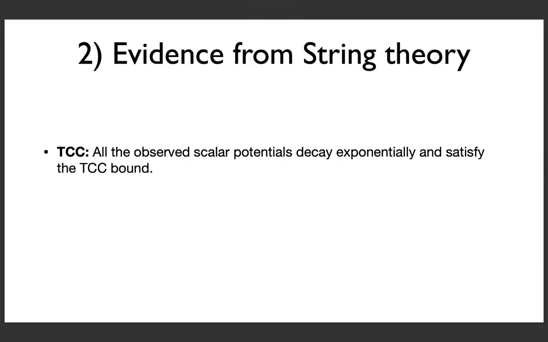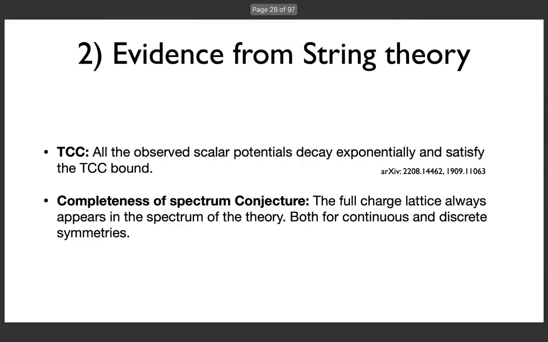We have many different constructions in string theory with these exponentially decaying scalar potentials. And in all of them, we see that the lambda that they give satisfies the inequality that I mentioned earlier. So these are just some examples of these constructions. And another example of a Swampland conjecture that, among other motivations for it, also has evidence from string theory, is the completeness of spectrum, that the charge lattice of your gauge theory completely appears in the theory.